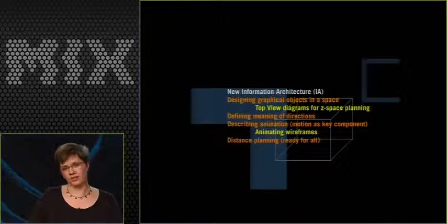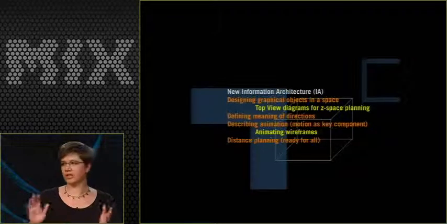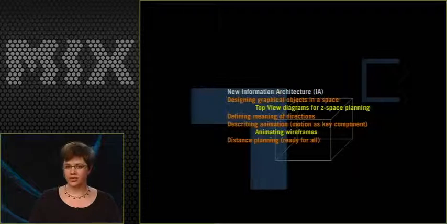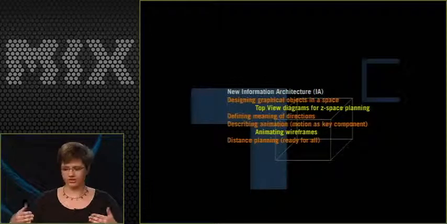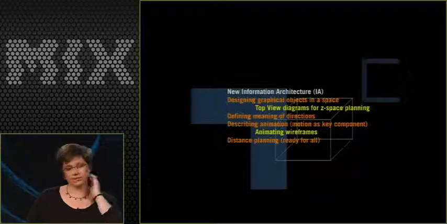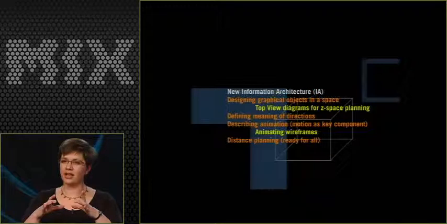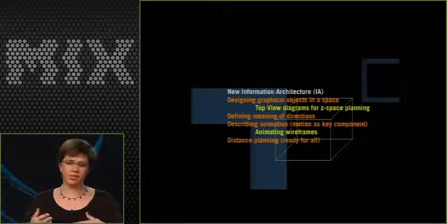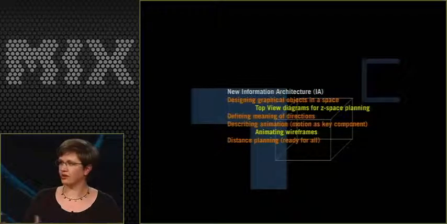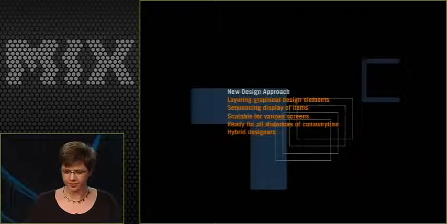Early on, we always move into animating wireframes, even if they're in the crudest form, just so we can start to get a little bit of that understanding. It's really the next step after those top view diagrams for the Z-space planning. And again, doing a little bit of distance planning. So this is the sort of task at hand right now. But let's make some smart decisions so we're not starting over when we're applying this experience to a different distance.